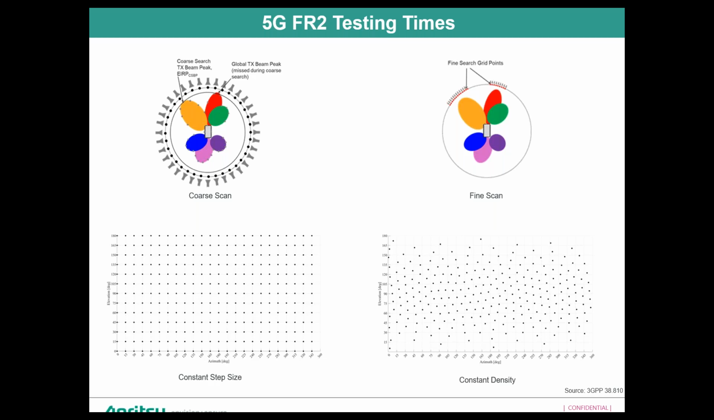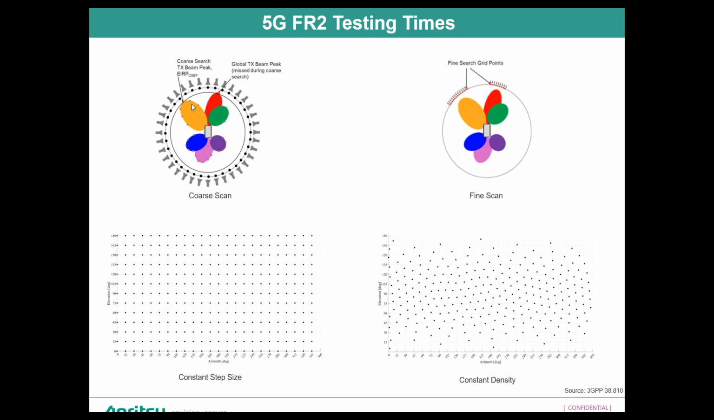But doing that spherical scan to find the peak takes a long time, and it all depends on how large your beam is, what the angle of the beam is, and how fine it is. So the more grid points, the longer it's going to take. There are different ways implemented, and Anritsu has implemented, again taken from specifications, ways to reduce the test times. And one way is what we call coarse and fine scan.